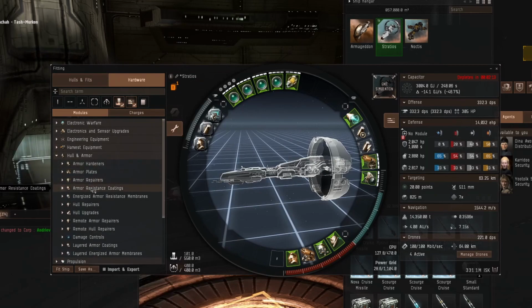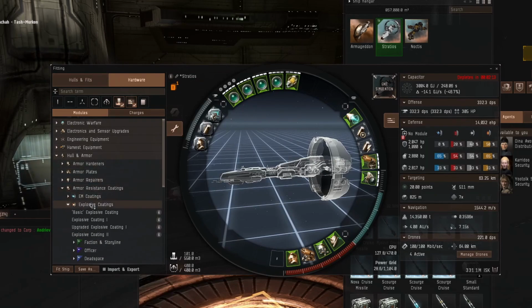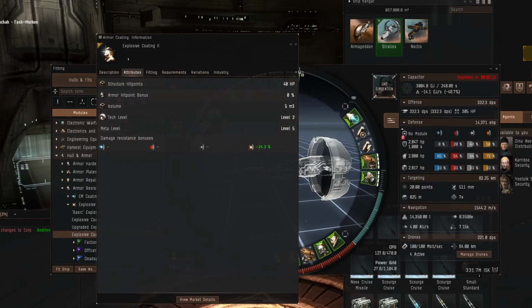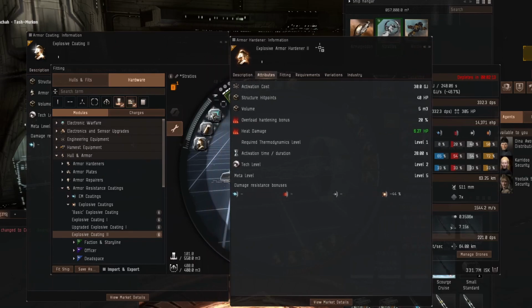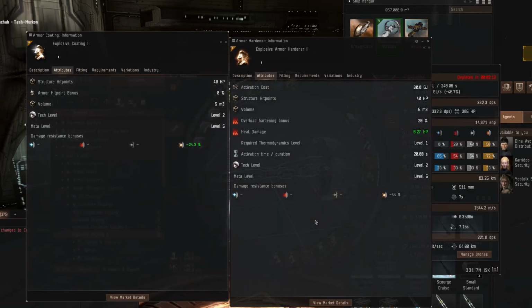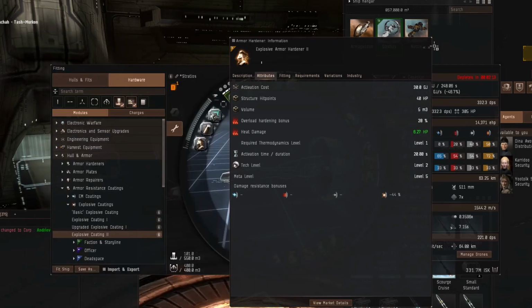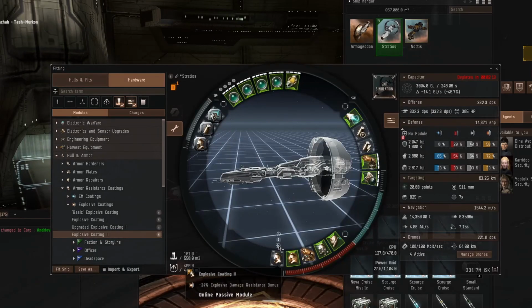But if you go down here to the armor resistance coatings and select a Tech 2 explosive, it doesn't go green because it doesn't have an activation cost. It's passive. But again, if we compare their performance, the active one that eats cap gives us 44 resistance, and the explosive coating, the passive one, only gives us 24.3. So passive ones don't use cap, but they do have less performance. You'll just have to judge which one you want and what's best for you.